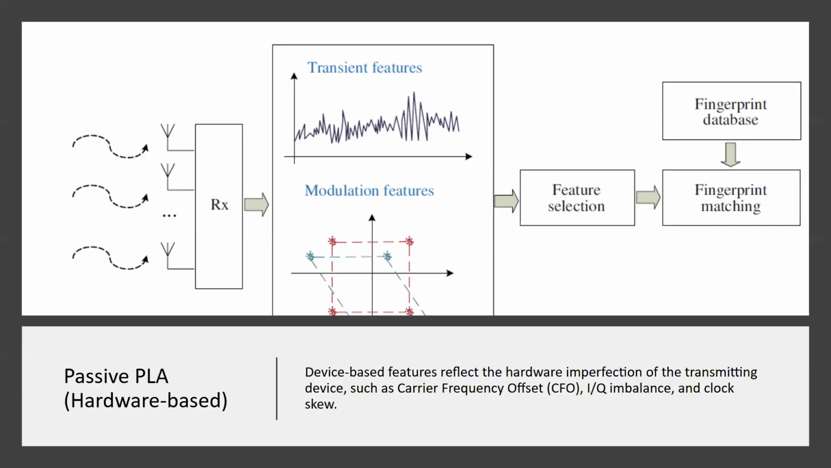Now we will talk about hardware-based passive physical layer authentication using the hardware-based approach. In this case, device-based features reflect the hardware imperfection of the transmitting device, and these features include carrier frequency offset, IQ imbalance, and the clock skew.